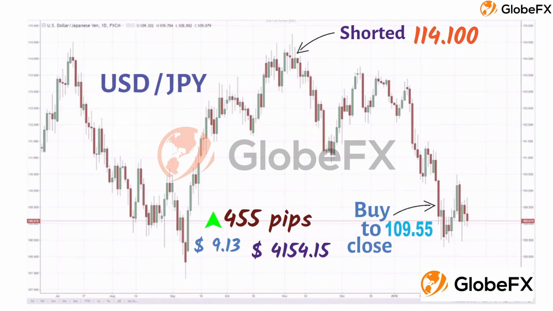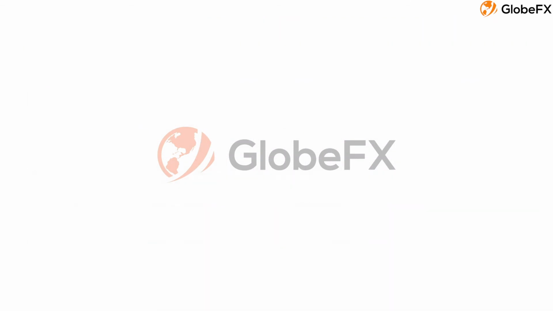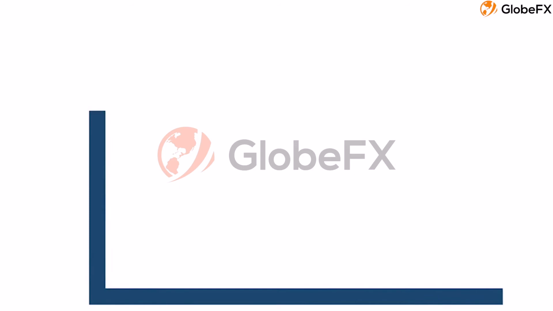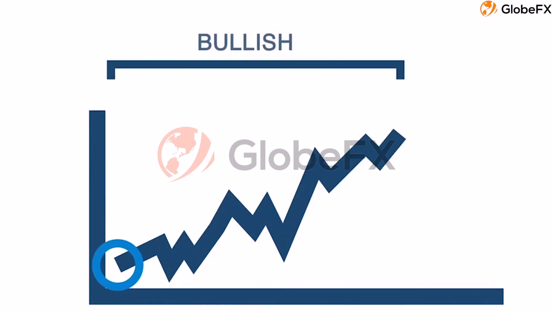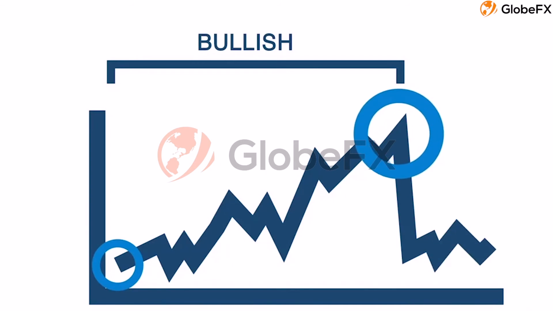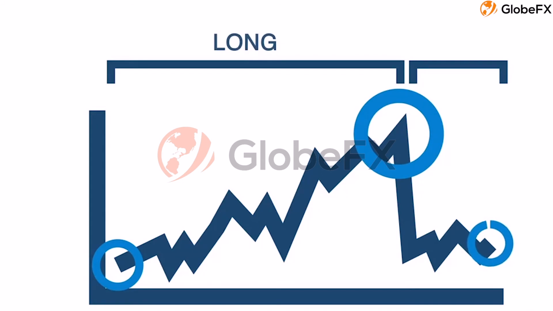So if we can keep straight what a pip is and what it means to be long or short, then you're two-thirds of the way there to understanding what investors are actually doing when they're either buying or selling a particular currency pair. So let's review. If you're long, that means you're bullish. You think that that particular currency pair is going to rise in value. If you are short, that means that you're bearish. You think that that particular currency pair is going to fall in value.